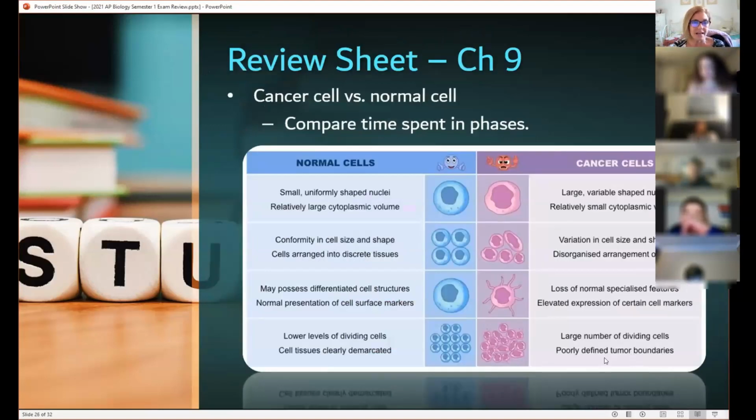Cancer versus normal cells. Just cancer cells, remember, they spend less time in interphase. I could go through all these other things about it, but the biggest piece, what you're going to see on the test, has to do with the timing. They go through their cell phases much more quickly and spend less time in interphase, which is really where your quality control is, right? And that's why they're all messed up.